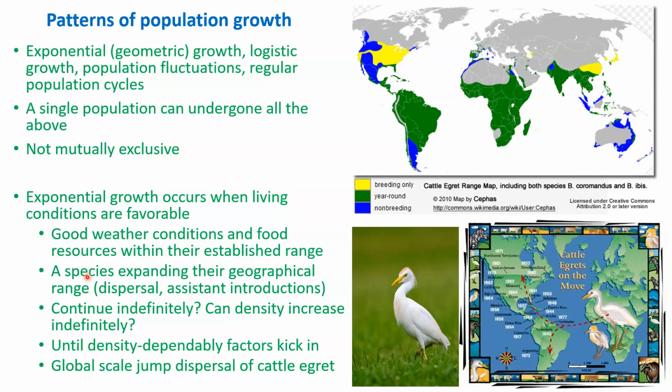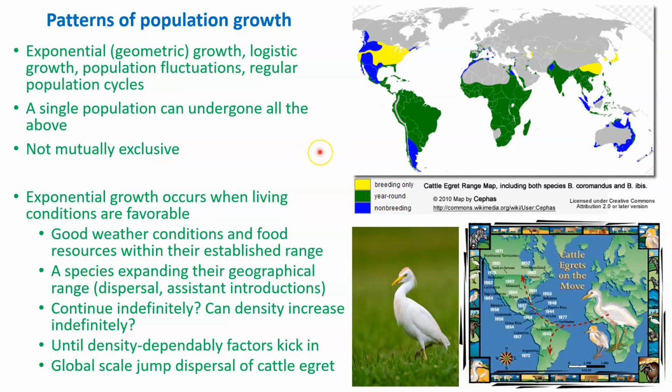Yes, in many cases you can conservatively, conceptually assign a particular population growth pattern to a particular population or a particular species, but there are several cases where a single population will undergo all of those multiple forms. So know that those population growth patterns are not necessarily mutually exclusive from each other, right?